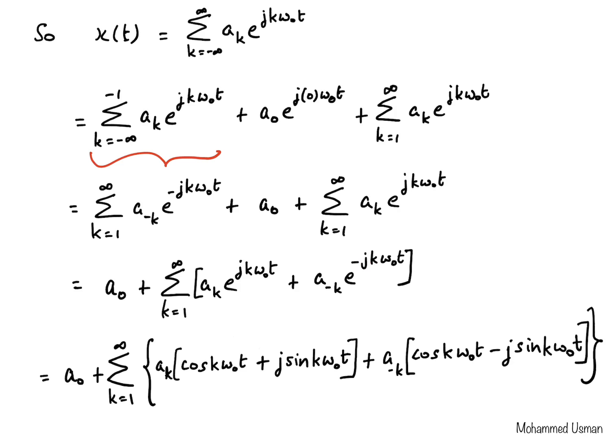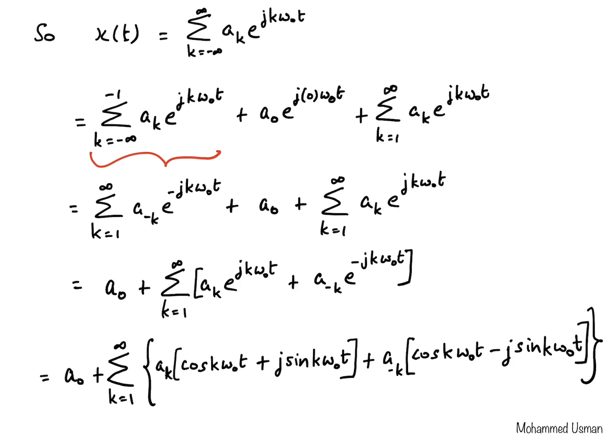Okay, and the next thing we do in this simplification is use Euler's relationship to write e power j k omega naught t as cosine k omega naught t plus j sine k omega naught t. So e power j theta is cosine theta plus j sine theta, right? We use that identity to write it in this form, so it's ak into cosine plus j sine k omega naught t. Similarly here, e power minus j theta is cosine theta minus j sine theta.